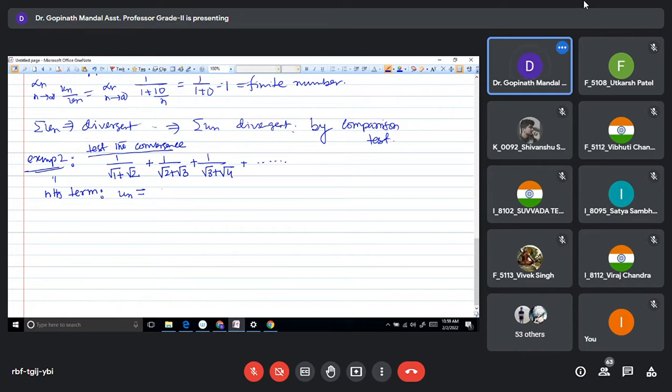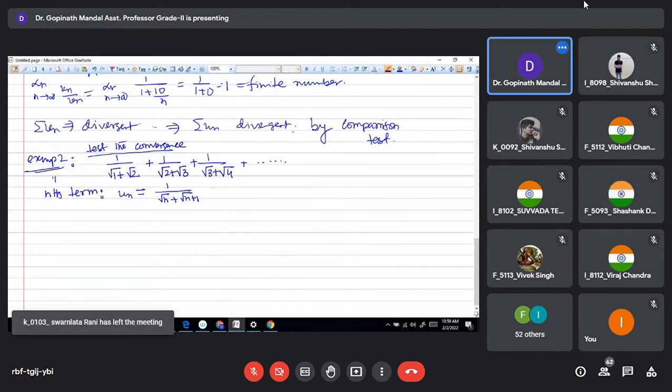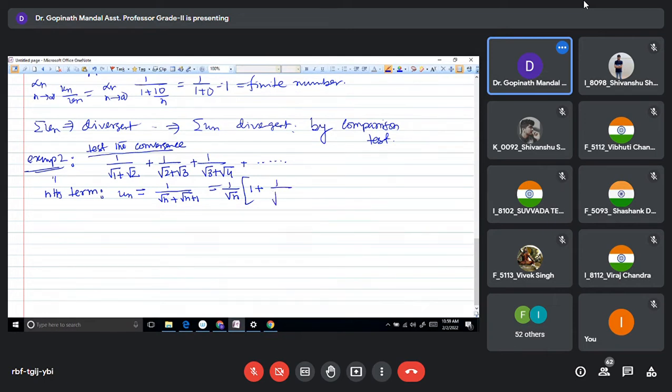Let Un be the nth term. So what will be the nth term? 1 by root n plus 1 by root n. Now we can write this as n plus 1 by n, that means 1 by... right? Yes, sir.